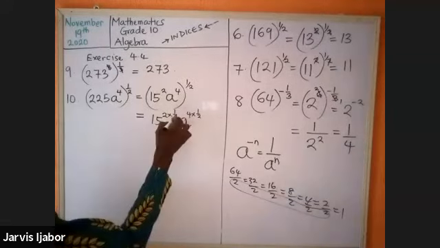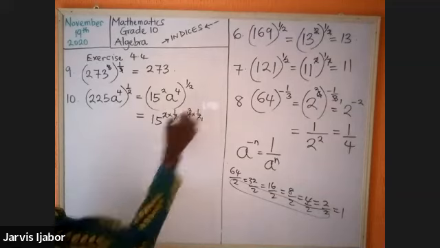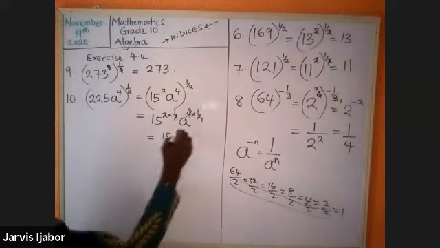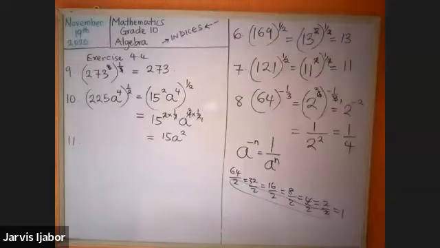So what's the outcome? This will go with this. This will go with this. This will go here 1. This will go here what? 2. So I'm going to have 15a raised to the power of what? 2. So that settles question 10. What about question 11?